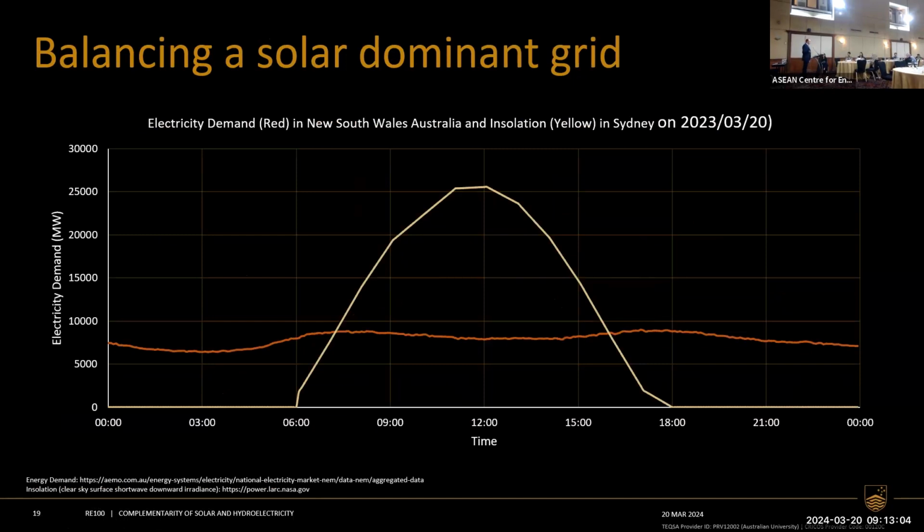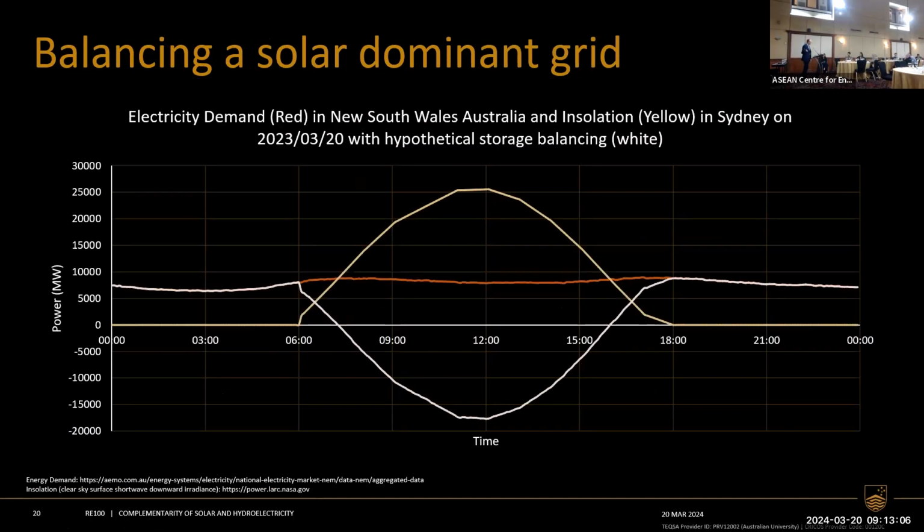This is where we get this graph and we add an extra line, charging and discharging. When you add the charging and the power together, you get the demand line.